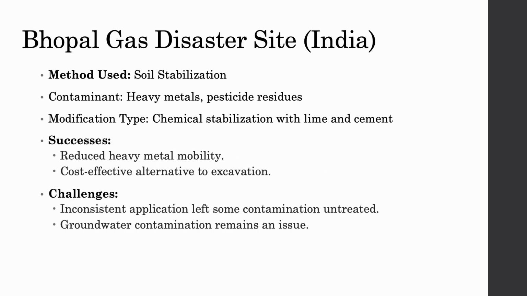So next up is the Bhopal gas disaster site in India. So after the 1984 gas leak at the Union Carbide plant in Bhopal, much of the attention was on the air pollution and immediate deaths, but the site itself still remained contaminated with heavy metals and pesticide residues.